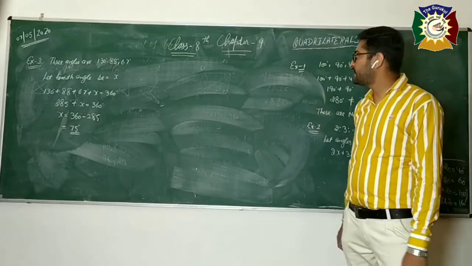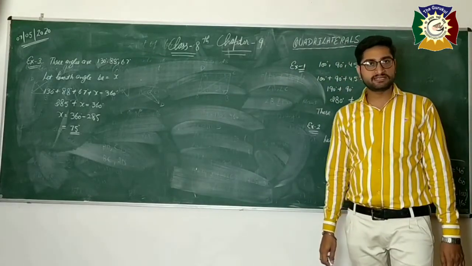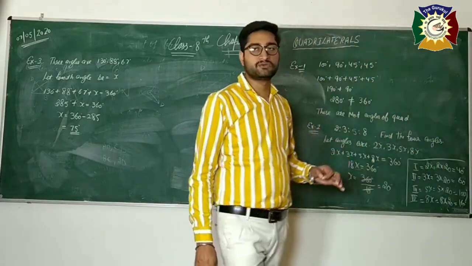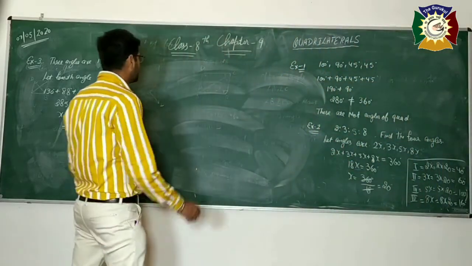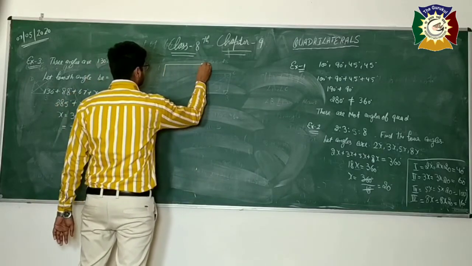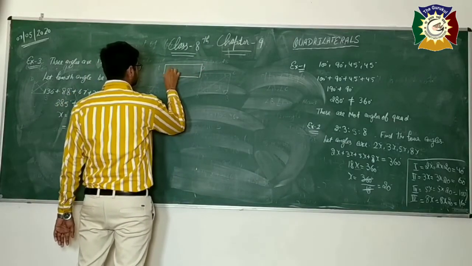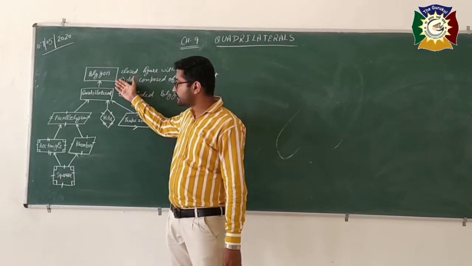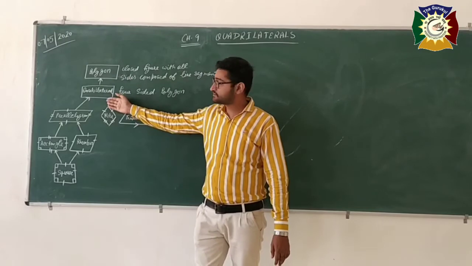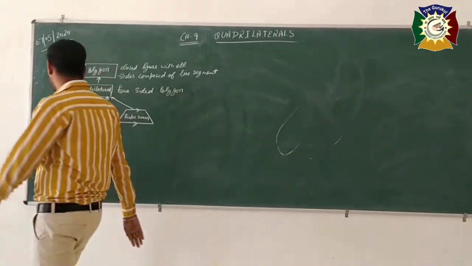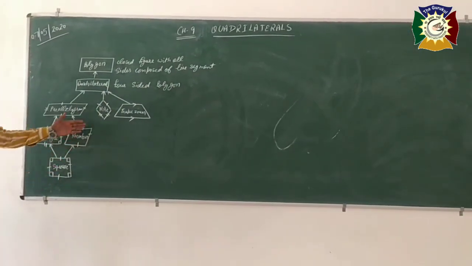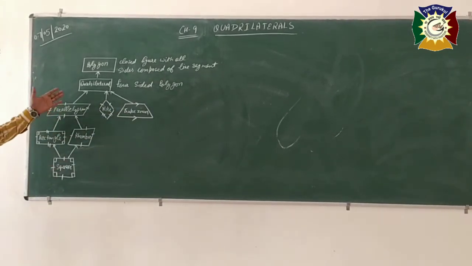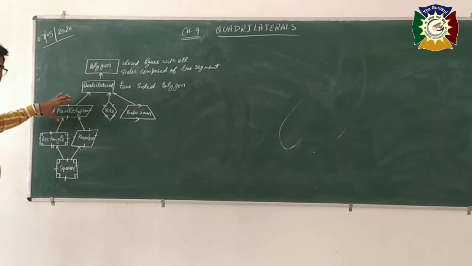Now, how do we classify the quadrilaterals? On the basis of sides and on the basis of angles, that you can see with the help of this flow chart. Here is the flow chart. You can see polygon, after polygon there is quadrilateral, then parallelogram, rectangle, rhombus, square, kite and trapezium. In the next lecture we will discuss the properties of this type of quadrilateral in detail.